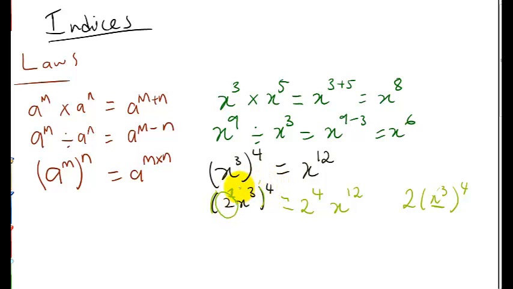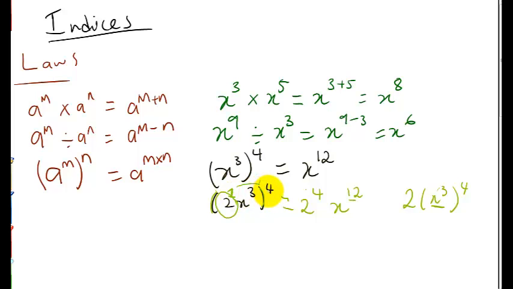1 times 4. 1 times 4 is 4, right? 1 times 4 is 4. Whoops. And then 3 times 4 is 12. And that's how I got those. So it's not 2 times 4, be careful, it's 2 to the power of 4. Okay? So don't look at numbers, look at indices.